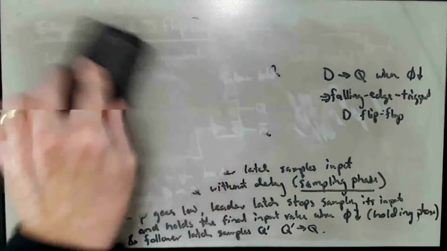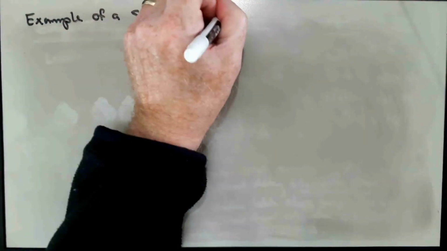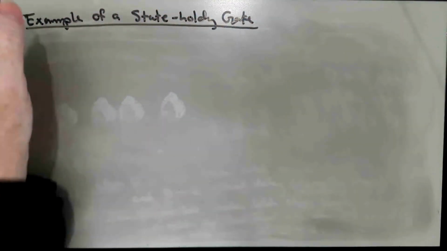I want to go back and show you one example of a state holding gate that is actually quite a useful circuit. Okay, so we've talked about combinational gates, and we mentioned that state holding gates were gates that weren't driven high or low during some phases of operation. So an example of a state holding gate: this is called a Muller C element.